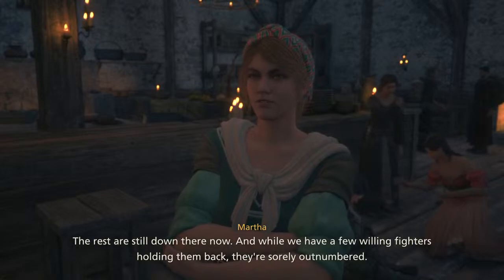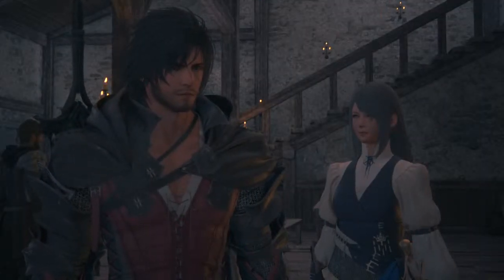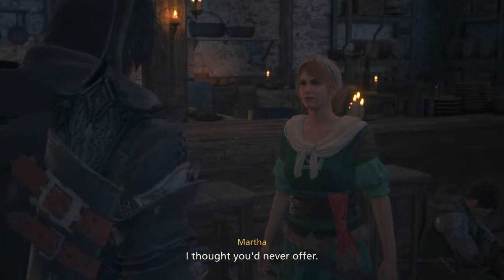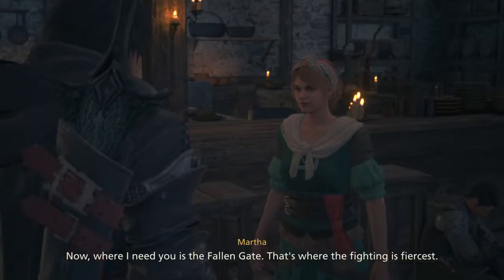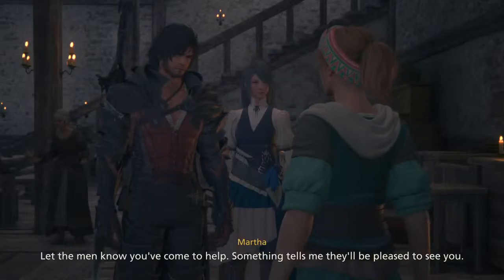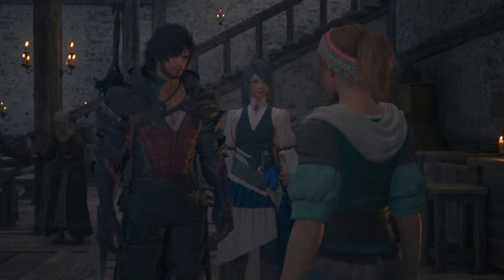And while we have a few willing fighters holding them back, they're sorely outnumbered. What do you think, Clive? That we join the fight? I thought you'd never offer. Now, where I need you is the Fallen Gate. That's where the fighting is fiercest. Let the men know you've come to help. Something tells me they'll be pleased to see you. We're on our way.